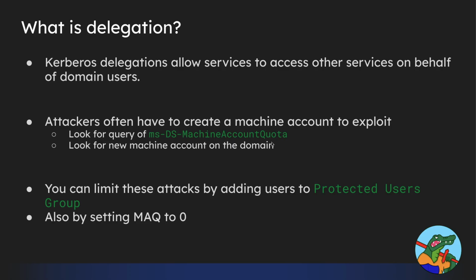I can also just look for new machine accounts. That's not something that should happen often, new machine accounts being created. So you can say, there's a new machine account created by the red team user. Oh man, that red team user is probably suspicious. You can also limit these attacks by adding users to a protected users group. You're not allowed to delegate on behalf of a user in the protected users group, which is why you should add your admin user over to protected users. You can also prevent a lot of attacks by setting your machine account quota to 0.